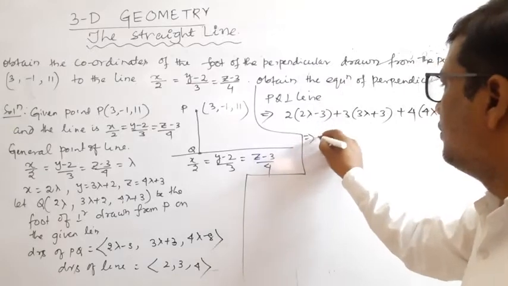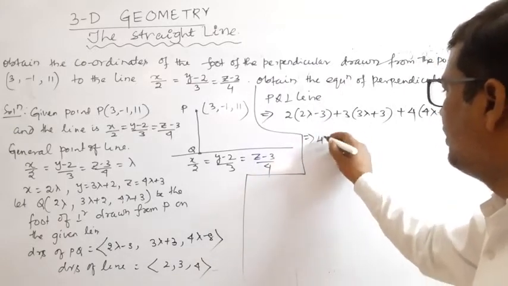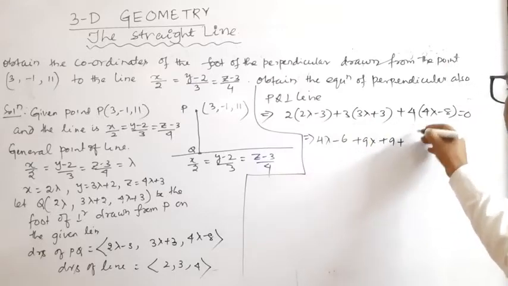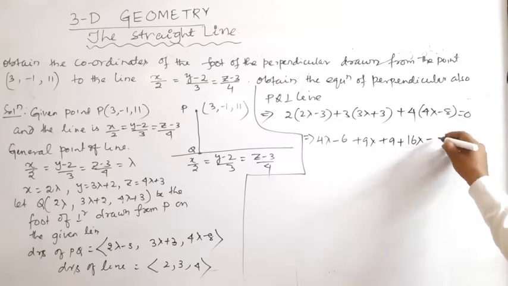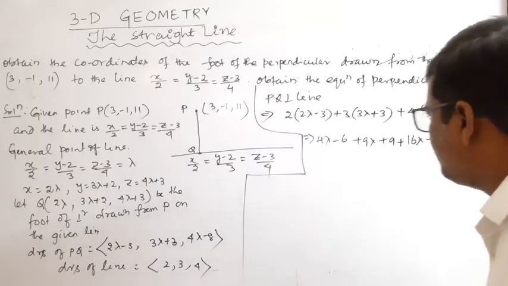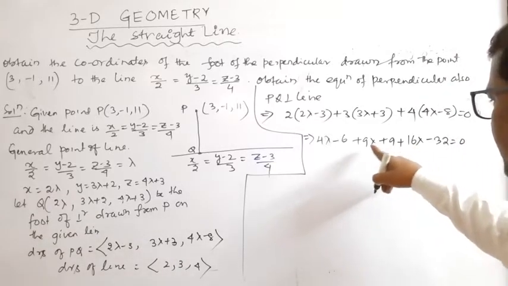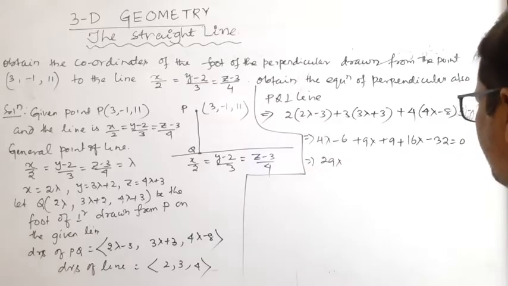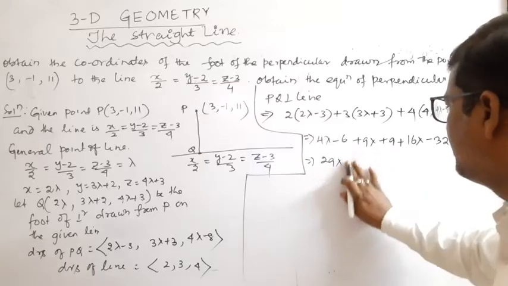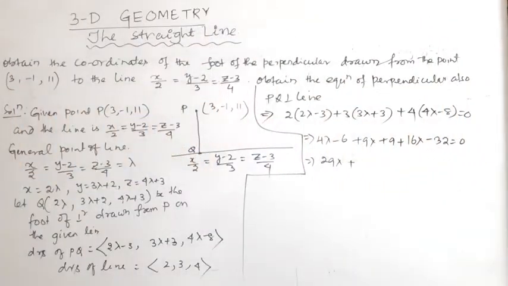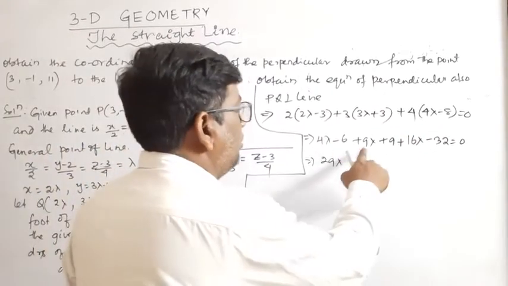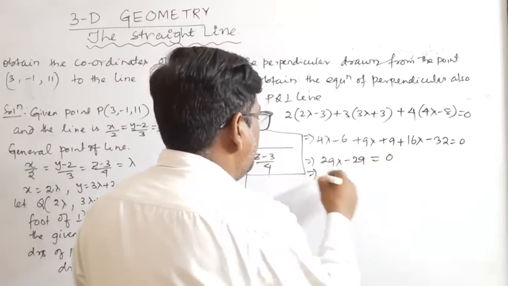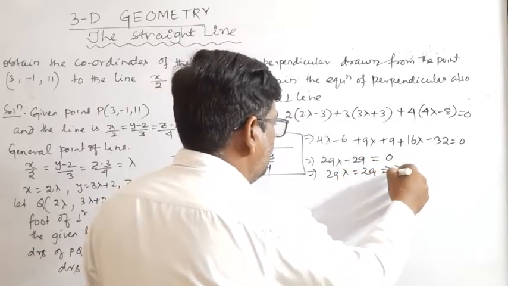So this is 4 lambda - 6, 9 lambda + 9, and 16 lambda - 32 = 0. So 16 lambda + 9 lambda + 4 lambda, that is 29 lambda, and the constants -6 + 9 - 32 give -29 = 0. That is, 29 lambda = 29. So lambda = 1.